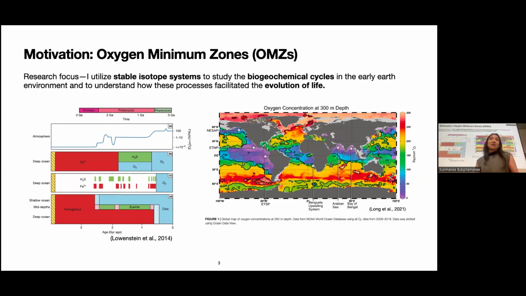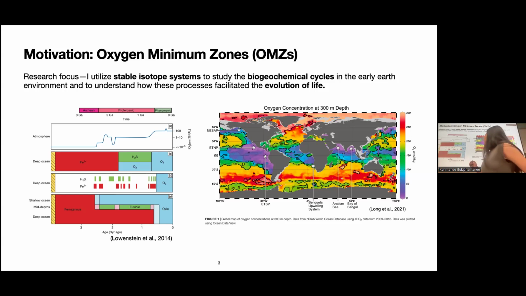Mainly my research is focused on utilizing stable isotope systems to study biogeochemical cycles in the early Earth environment and to understand how these processes facilitated the evolution of life. For the early Earth ocean, we categorize it broadly into 3 stages. The first stage is the Archean, when the ocean was enriched in iron. For the Proterozoic, it shifted to more euxinic, or basically rich in sulfide species. And then in the Phanerozoic, the ocean shifted to more oxygen-rich, like the modern ocean.